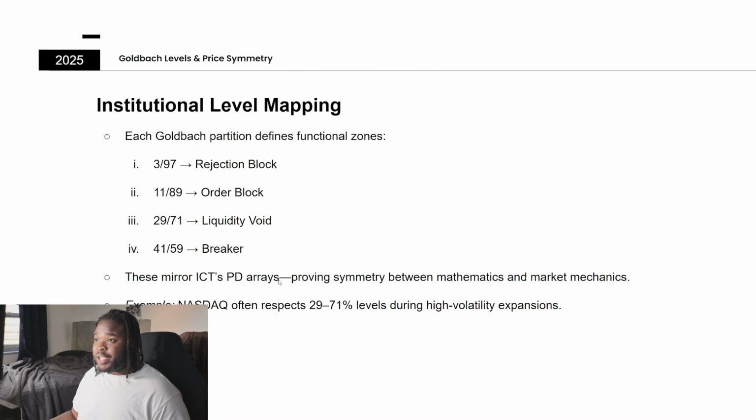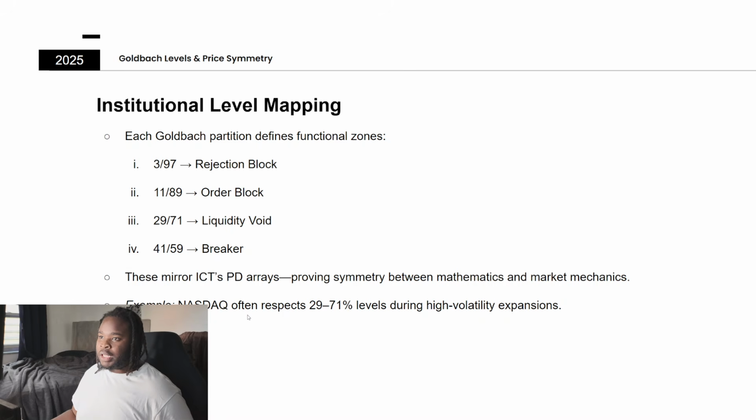These mirror ICT's PD array, proving symmetry between mathematics and market mechanics, right? This is the language that ICT uses, right? Breaker, liquidity void, order block, rejection block. As you can see in our math equation, on our math foundation, we're able to basically get the same things, right? And our philosophy or theory, 3 and 97, is the same as ICT's theory, rejection block, right? So there's just a parallel that is being drawn, and you can see it very clearly now that we have names and numbers to them, right?